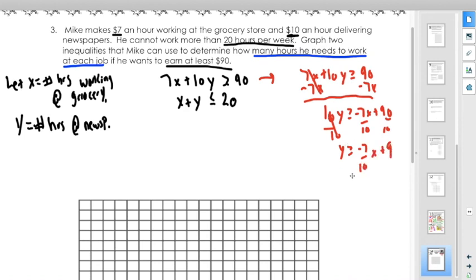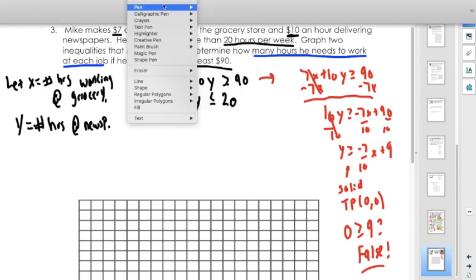Okay, so I got Y is greater than or equal to negative 7 over 10x plus 9. Is this going to be solid or dashed? Solid line. And I want my test point of 0, 0. So substituting in 0 for Y and 0 for X, is 0 greater than or equal to 0 plus 9? Is 0 greater than or equal to 9? No, false. So that means we're not going to shade towards the test point. We're going to shade away from it.